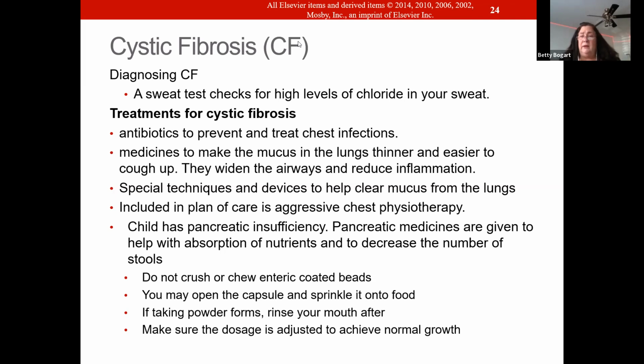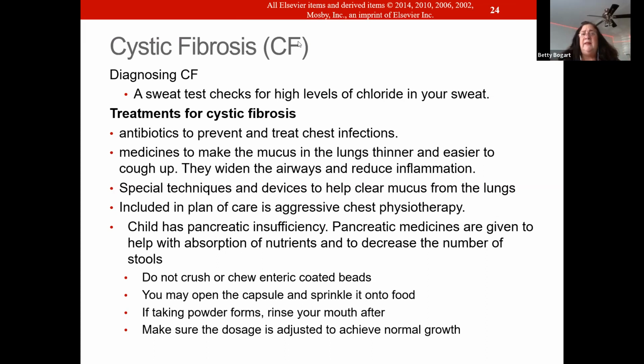Well, number one, you never, ever chew or crush these enteric-coated beads or any enteric-coated medicine. We just don't do that. So what we do is the dose is there for the kid. You can sprinkle it on something like applesauce if they're eating it. I mean, for an infant, it might be using powder in their formulas, okay?